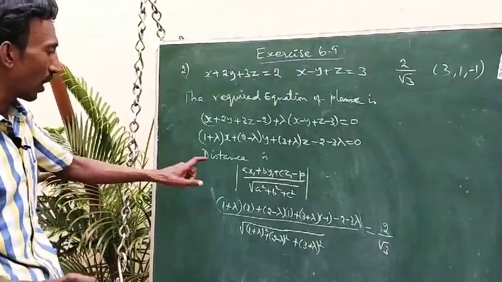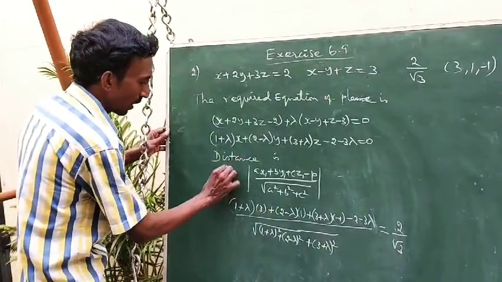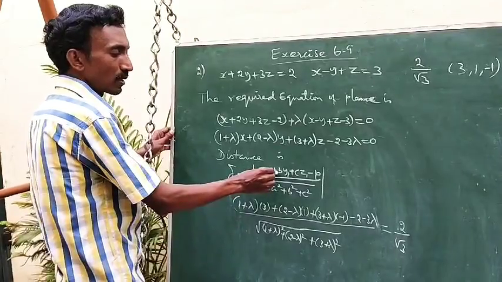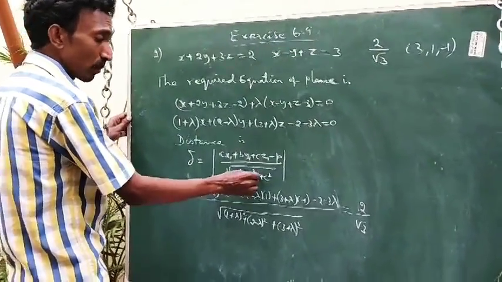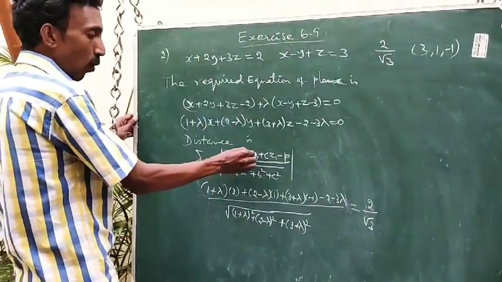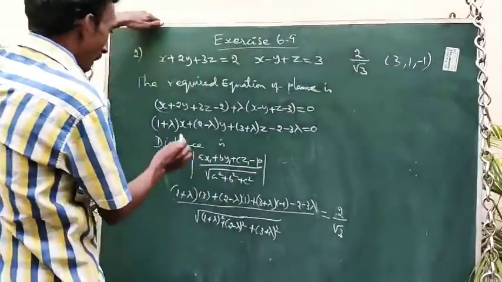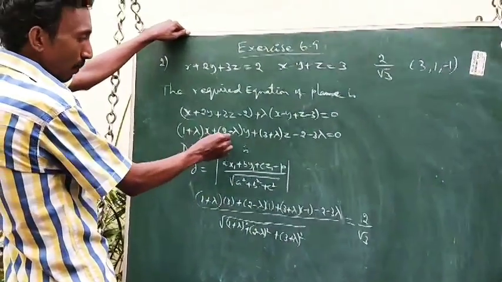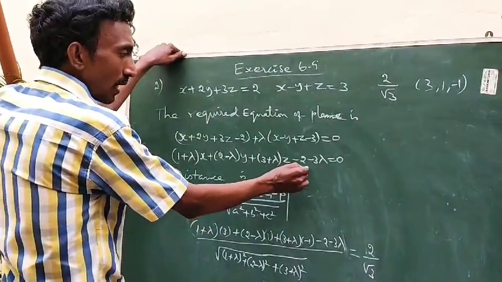Already we have the formula, the perpendicular distance between a point and the plane is given by delta equal to ax1 plus by1 plus cz1 minus d by root of a square plus b square plus c square. Here x1, y1, z1 is the given point 3 comma 1 comma minus 1, and a is 1 plus lambda, b is 2 minus lambda, c is 3 plus lambda and d is this one.